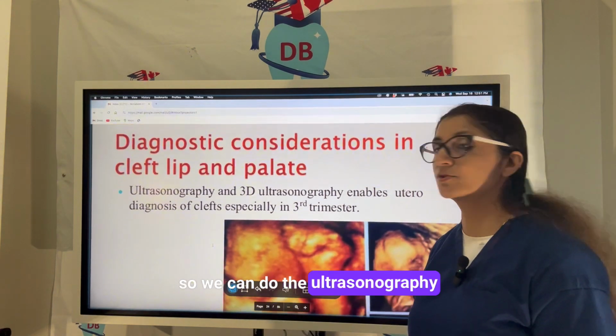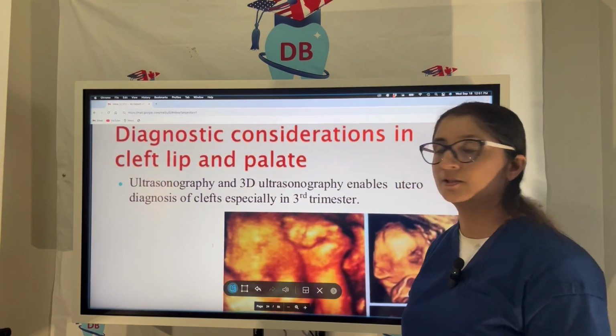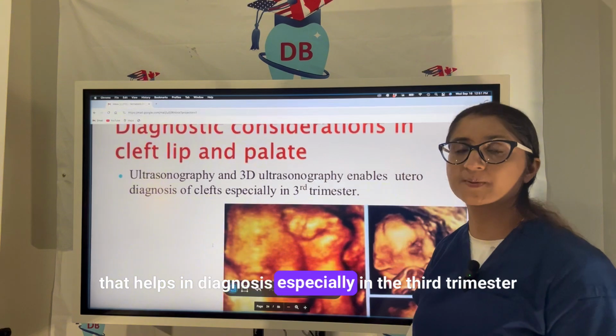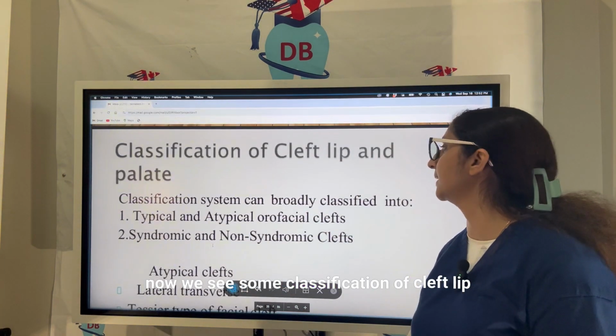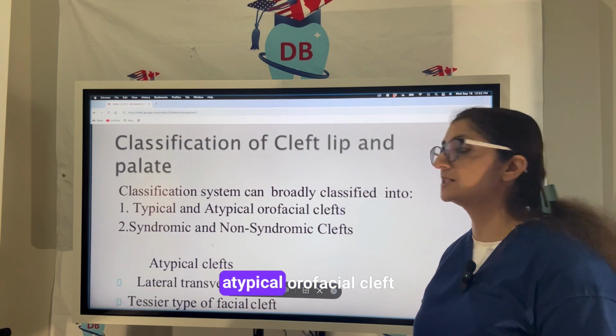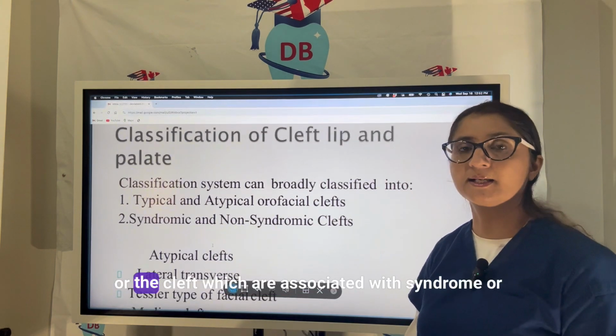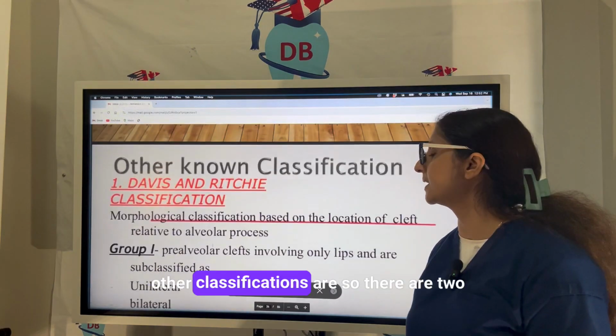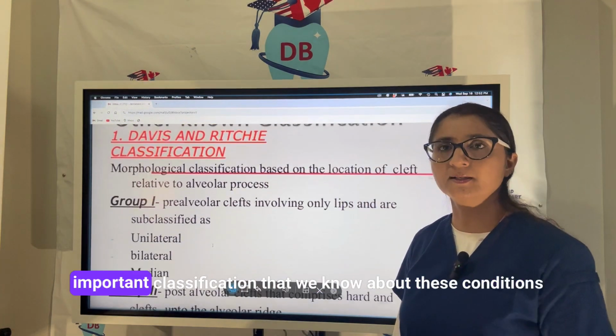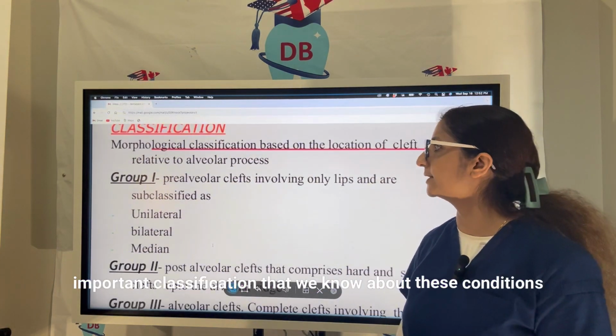So we can do the ultrasonography, 3D USG, that helps in diagnosis, especially in the third trimester they can be seen. Now we see some classification of cleft lip cleft palate, like typical, atypical, orofacial cleft, or the clefts which are associated with syndrome or without any syndrome. There are two important classifications that we know about these conditions.